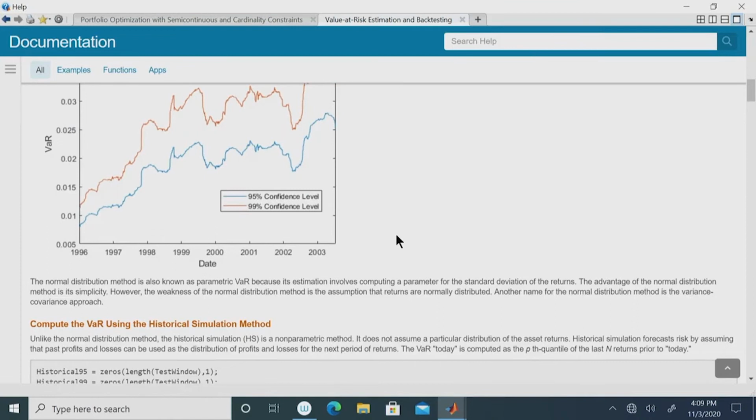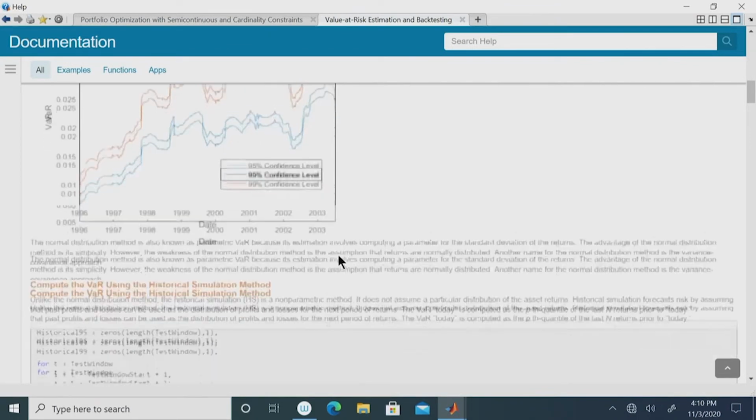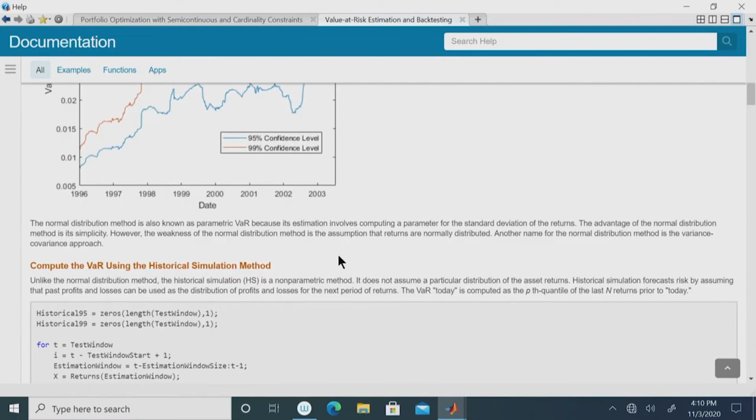So, the usability and the user friendly nature of this method makes it very appealing, but as is the case with most user friendly things, it also suffers from a weakness, and the weakness is that it makes use of the assumption that the returns of the assets are normally distributed. Also, sometimes this normal distribution method has a different name that you will see in literature, and that is what is known as the variance covariance approach.